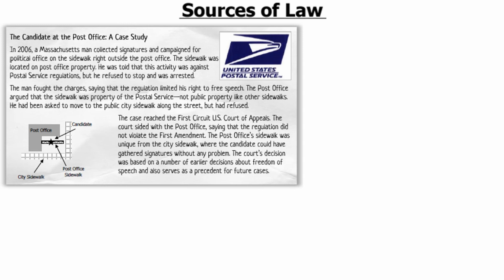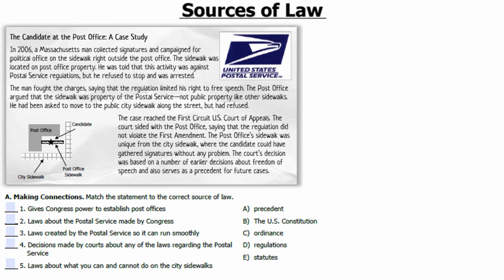The post office argued that the sidewalk was property of the Postal Service, not public property like other sidewalks. He had been asked to move to the public city sidewalk along the street, but he had refused. The case reached the First Circuit U.S. Court of Appeals. The court sided with the post office, saying that the regulation did not violate the First Amendment. The post office sidewalk was unique from the city sidewalk, where the candidate could have gathered signatures without any problem. The court's decision was based on a number of earlier decisions about freedom of speech and also serves as a precedent for future cases.